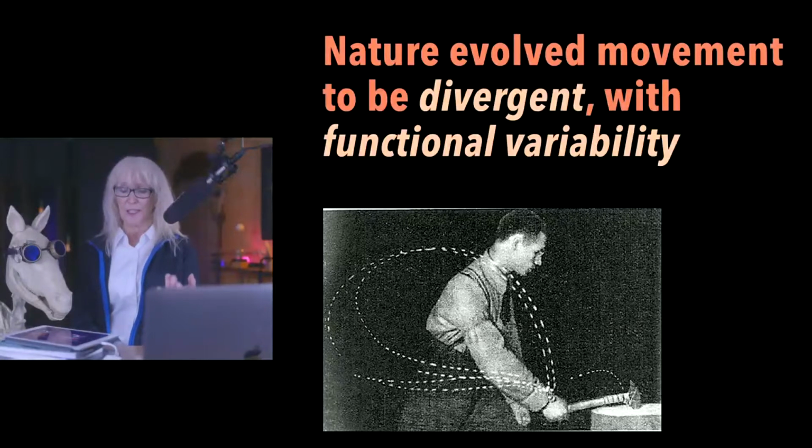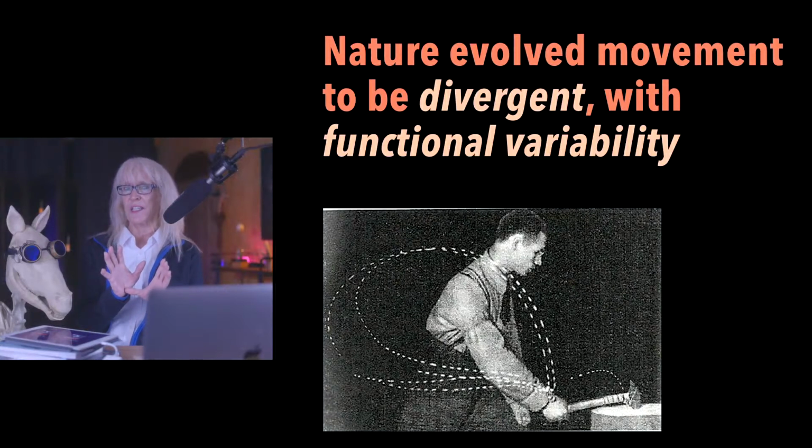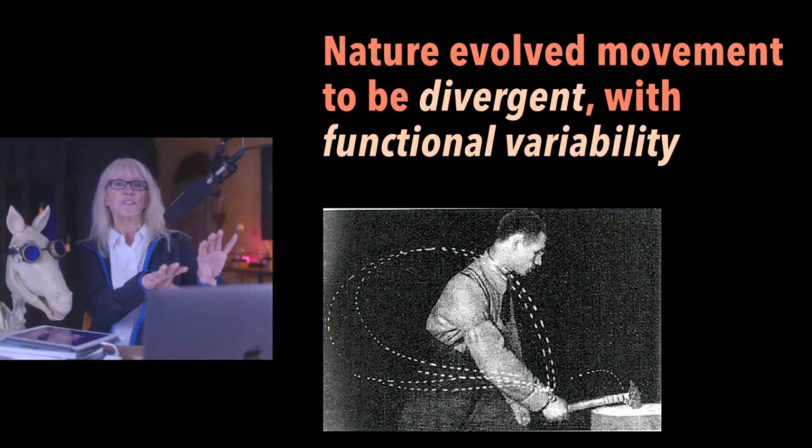So nature evolved movement to be divergent. In a moment, we're going to see just how crucial that is with functional variability. Functional variability, that's not the same use of the word functional as in functional movement. So when they use the term functional variability in the science, it means there's a range of variability in which this optimal result, right? The result, not how they move their body to hit the target or get the ball there, whatever.